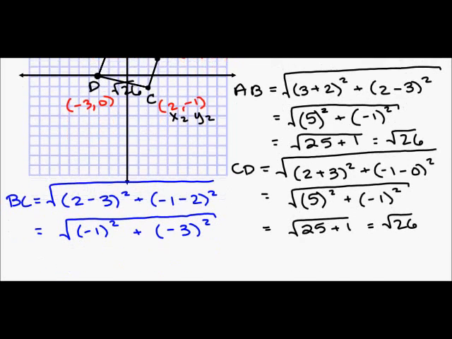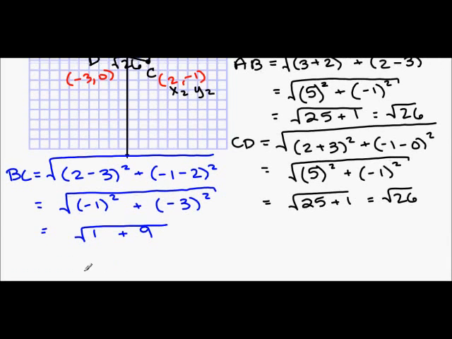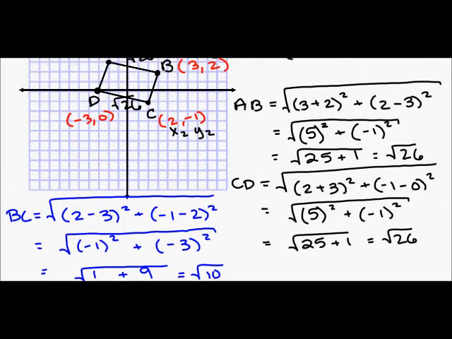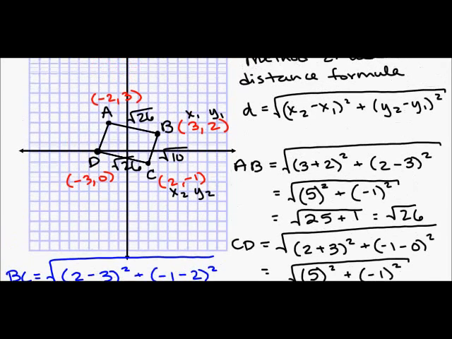Okay. And this gives us, well, negative 1 squared is 1, plus negative 3 squared is 9. Those numbers should both be positive. If you got a negative number there, your answer is not going to be right. This is the square root of 10. So this side length is square root 10. The last side we need to find is AD. And if this is not square root of 10, then we don't have a parallelogram. If it is, then we do.